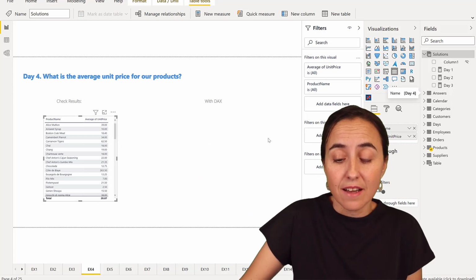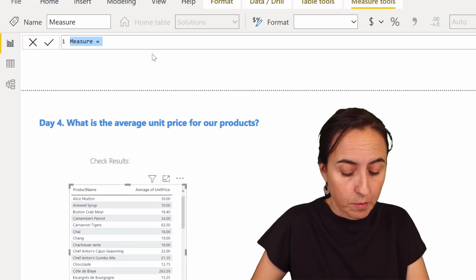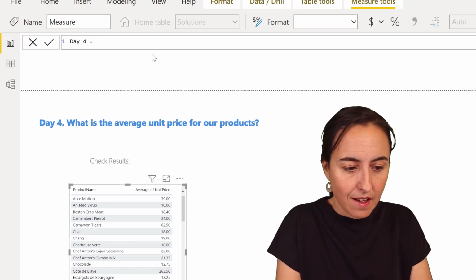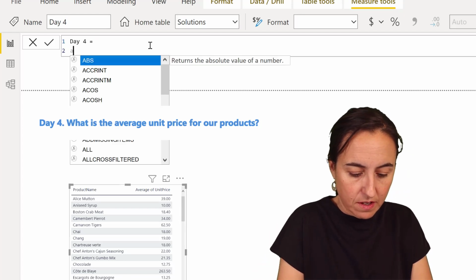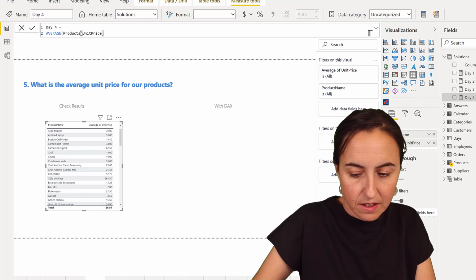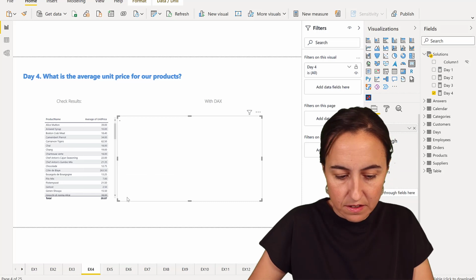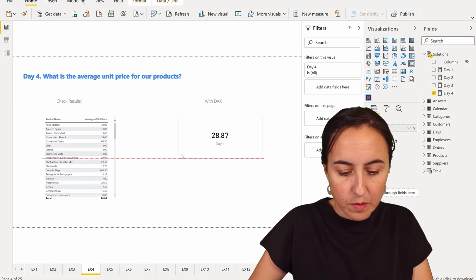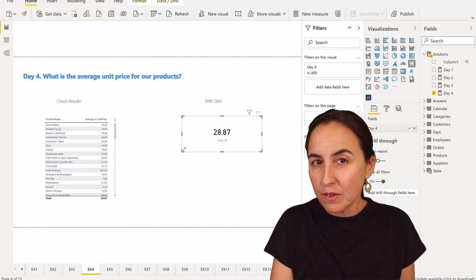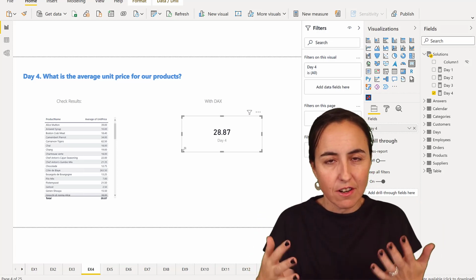So how do we do it with DAX? It's as easy. I will go to my measure table. This is perfect for measure tables. Day 4. And I'm going to do the average of our unit price, product unit price. I'm going to put it as a card. And there we have our $28.87. Now, if you move this thing around, you might get into trouble. But if you just want to know the average, this is it. It's not harder than this.